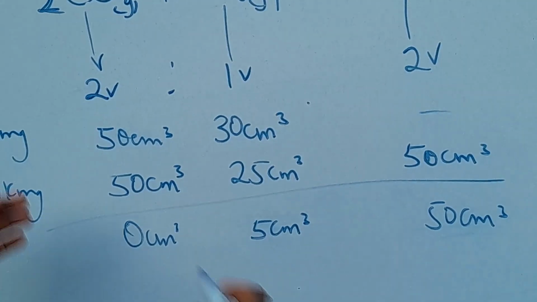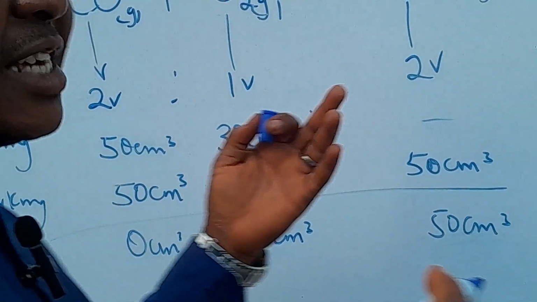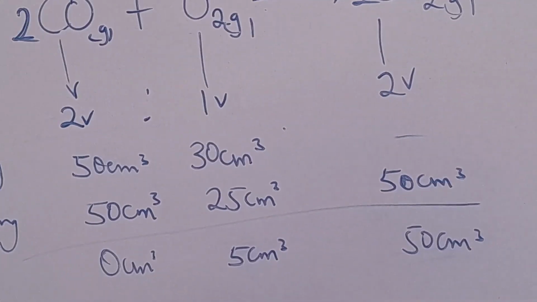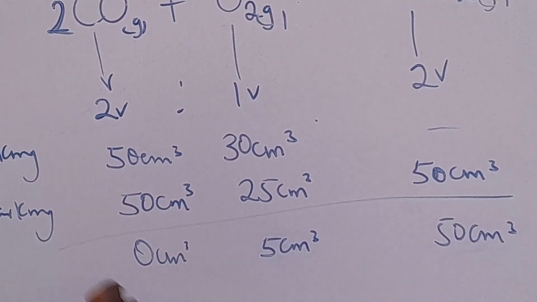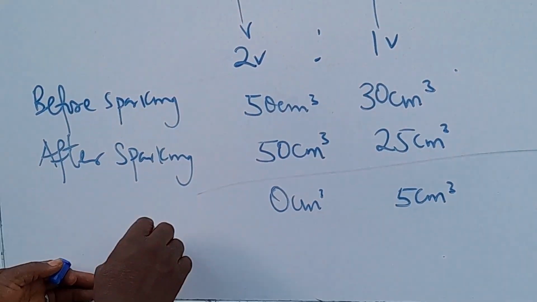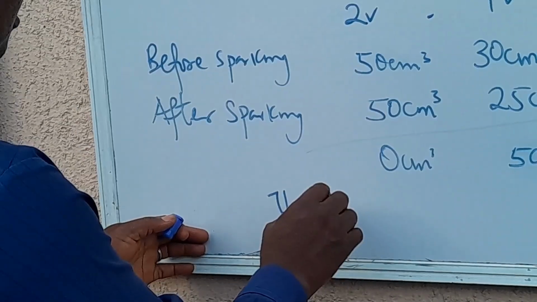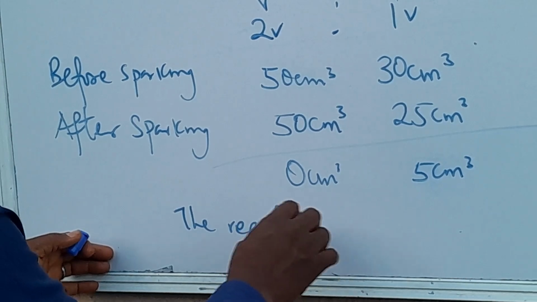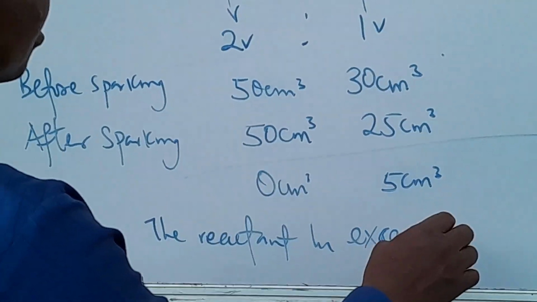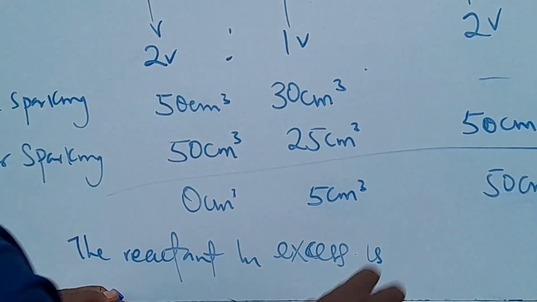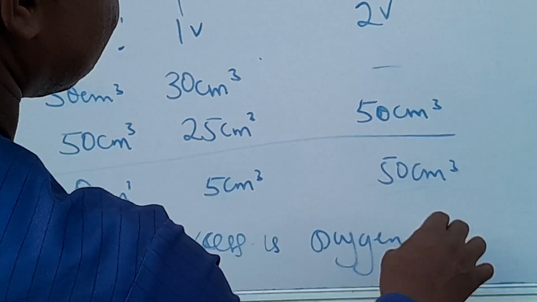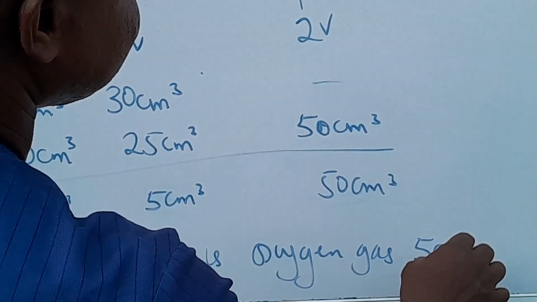The question is, which of the reactants is in excess? We have two reactants. We have carbon monoxide and we have oxygen gas. Of course, from this analysis, let's quickly conclude: the reactant in excess is oxygen gas. And this is by 5 cm cube.